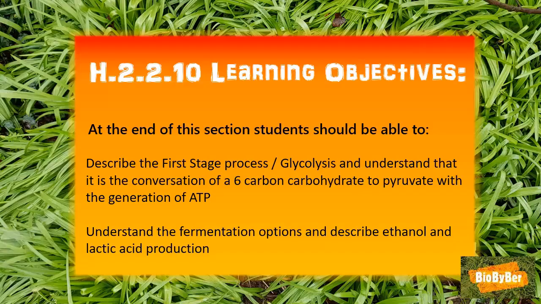Hi biologists, let's start by looking at the learning objectives for this lesson. Take note that this material is for the higher level biology paper only. At the end of this lesson and following the biology syllabus, you should be able to describe the first stage process or glycolysis and understand that it is the conversion of a 6-carbon carbohydrate to pyruvate with the generation of ATP.